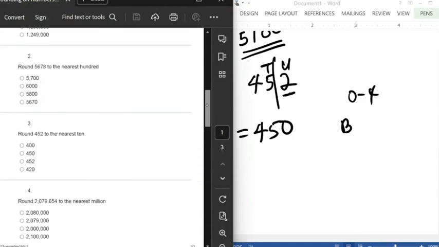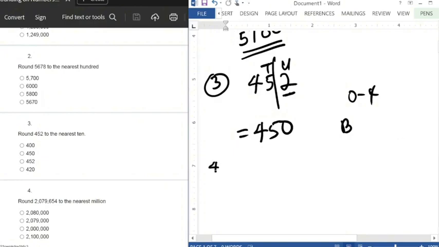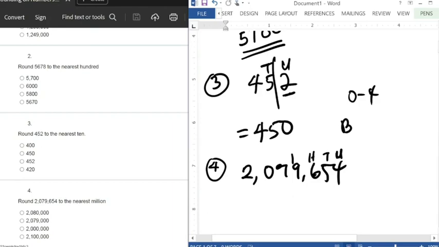Under number 4, the question asks us to round 2,079,654 to the nearest million. So we have 2,079,654. This is units, tens, hundred, thousand, tens of thousands, hundreds of thousands, and this is million. So to the nearest million, that's where we're going.